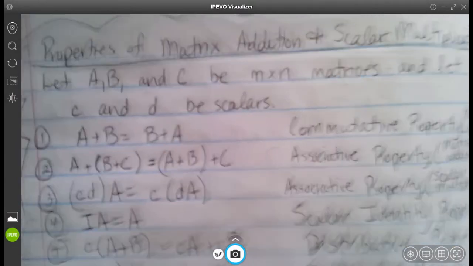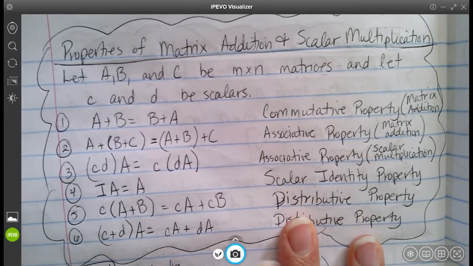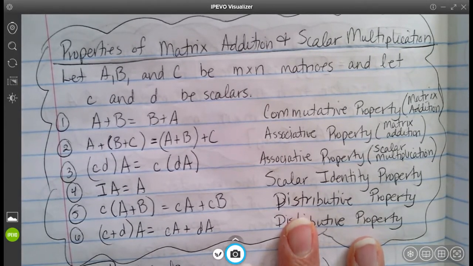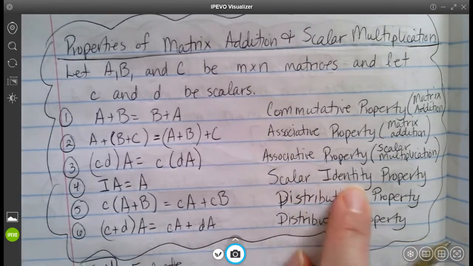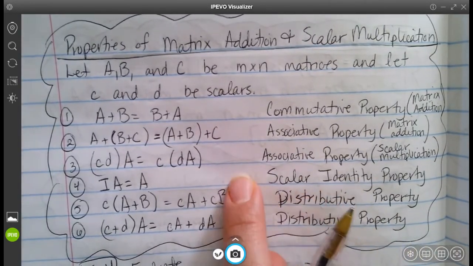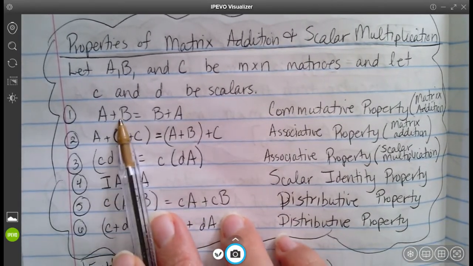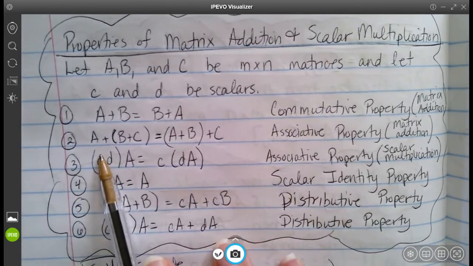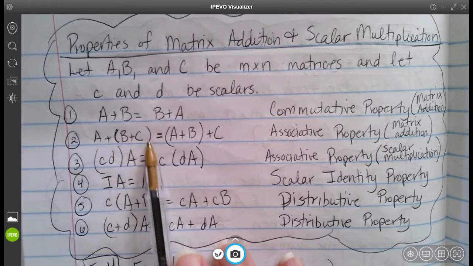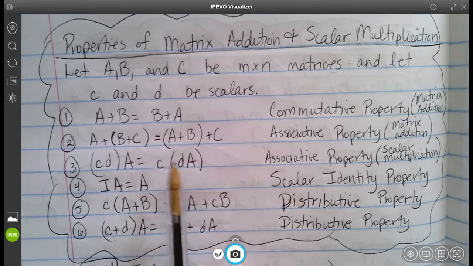So now we have some properties of matrix addition and scalar multiplication, which is what we just kind of saw right now. So here we have all our commutative, associative, and distributive properties, as well as the scalar identity, which we're going to talk about in a little bit. Basically, we can swap them and it'll still come out the same. So A plus B is still the same as B plus A. That's the commutative property. Associative means that if we have them inside some sort of parentheses and we move those parentheses, it's still going to be the same thing.